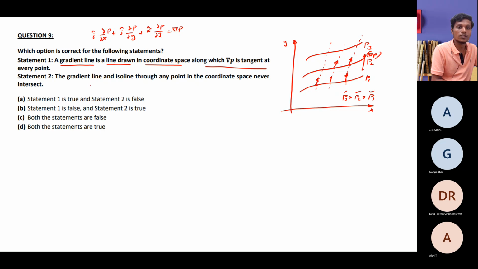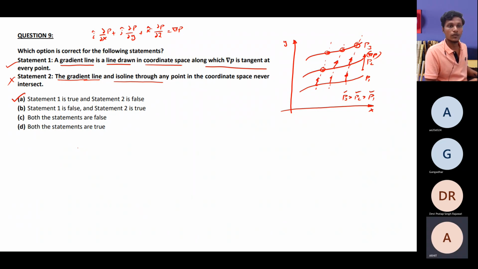The next statement they gave is that the gradient line, that is the pressure gradient line, and the iso line through any point in the coordinate space never intersect. If you try to analyze this flow field in the xy spatial coordinates, everywhere the iso lines and the gradient lines are intersecting. These are all the intersection points. So the statement saying that these lines won't intersect is wrong, because these lines always intersect in a flow field. So the second statement is false. The first statement is true and the second statement is false. This is your solution.